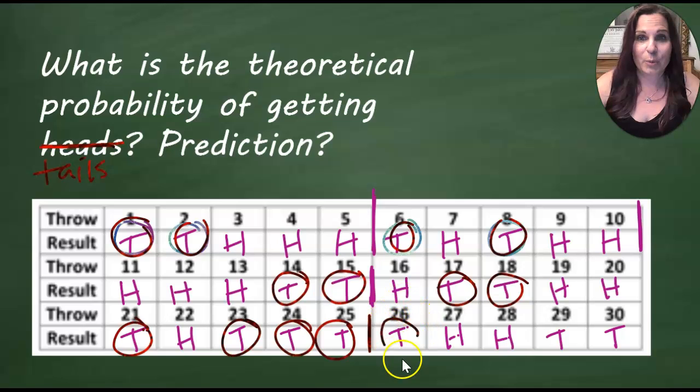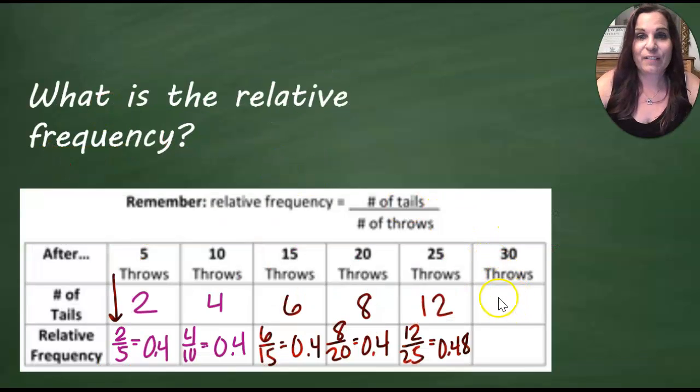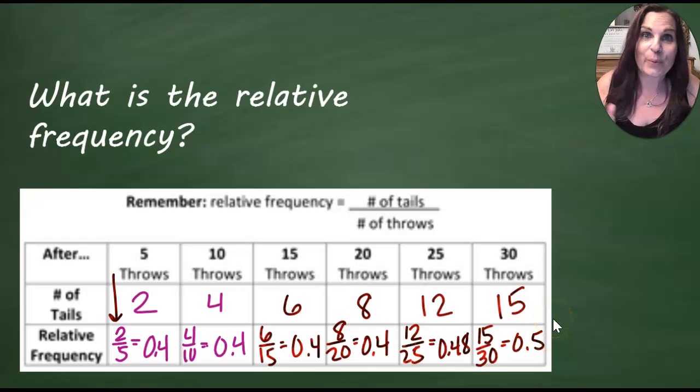I've got 1, 2, 3 more tails. So now I've got 15. Oh my gosh, that almost never happens, that it's right on the money. So I got 15 out of 30 throws, and I did reach that magical 0.5 that I was looking for, because that's what I expected it to be based on the theoretical probability, but the experimental probability doesn't always come out that way. I got kind of lucky, I guess you could say.